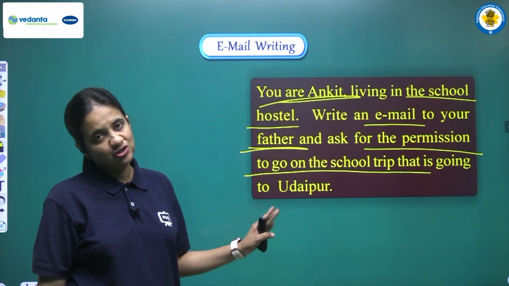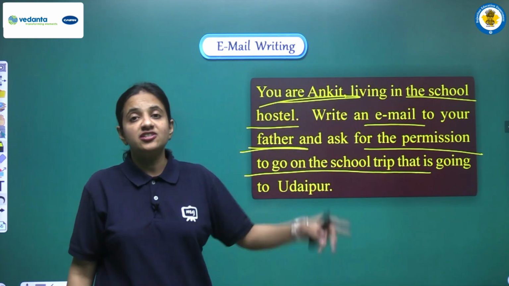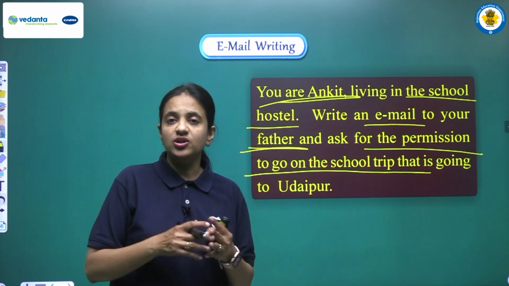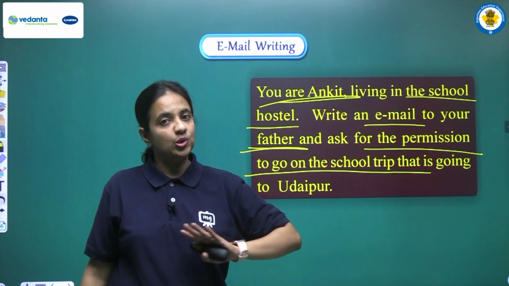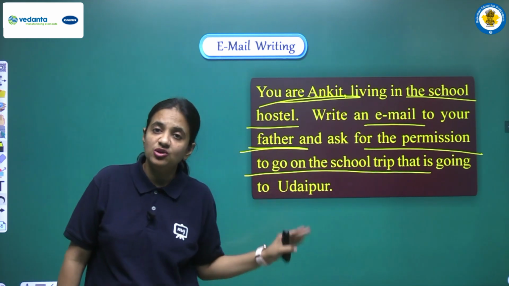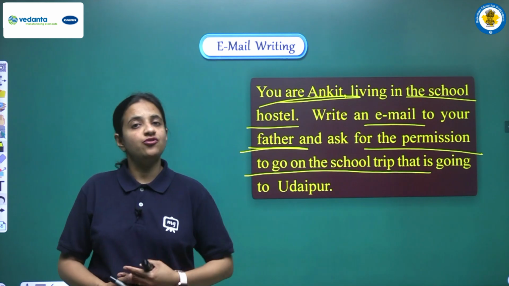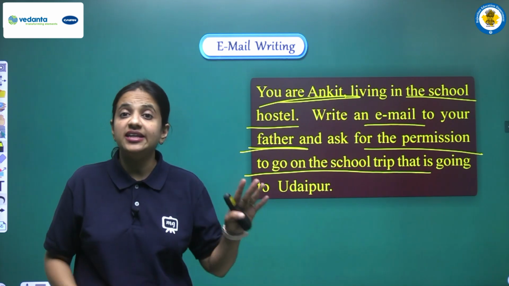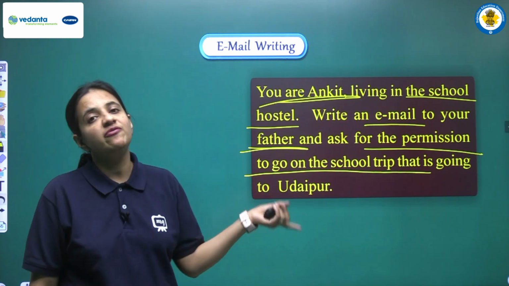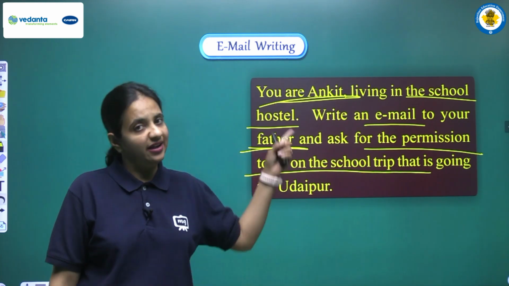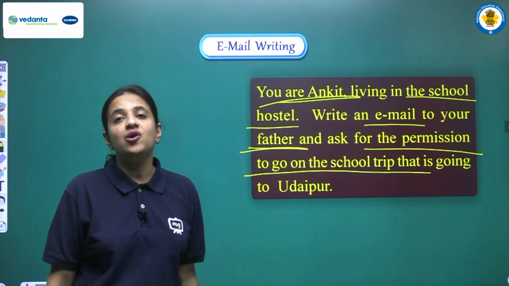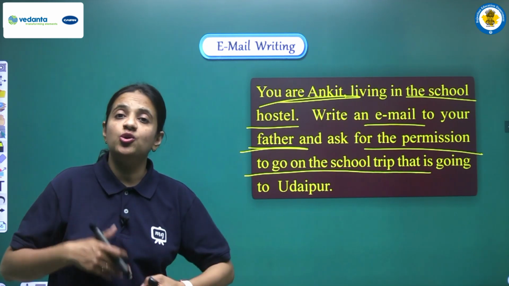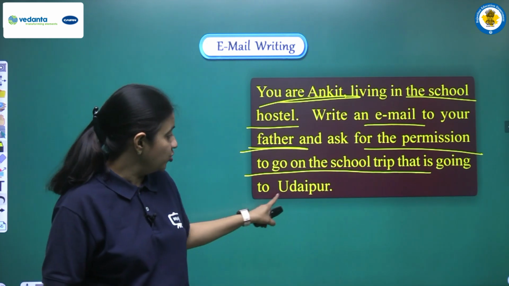So students, I am repeating this thing again. Just read the question very carefully, read the question again and again and try to collect all the details that are given to us, right? And then only you will be able to frame your lines, to frame your sentences, or we can say to frame your subject matter that you have to write in the email. So now according to this question we have to write the email to our father. Our name is given to us and in that email we have to ask for his permission. Permission for what? Permission to go on the school trip, the trip that is going to Udaipur.